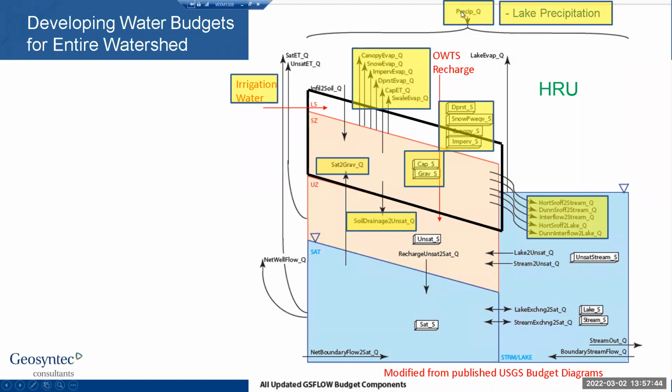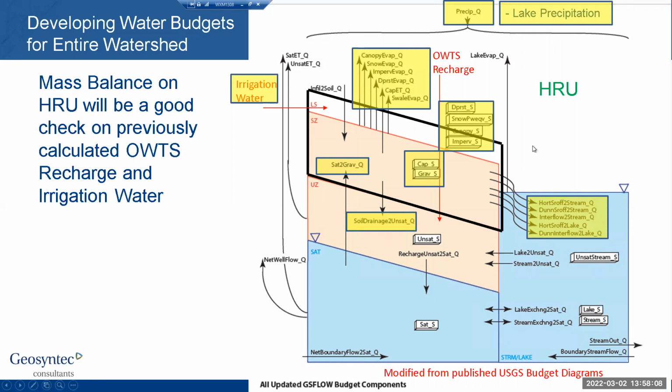So when we subtract the lake precipitation from here, subtract the ODS recharge from here, and get the irrigation water from looking at the basin budget, with all these inflows and outflows and change in storage, we should have a mass balance close to 0. That's going to be a good check for us. If it's close to 0, that means the model is converging correctly.